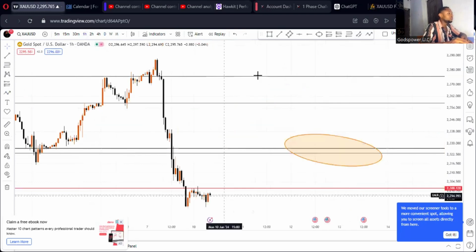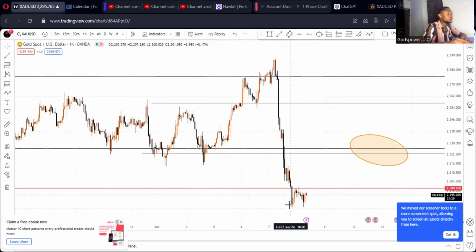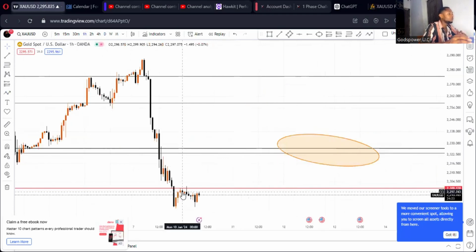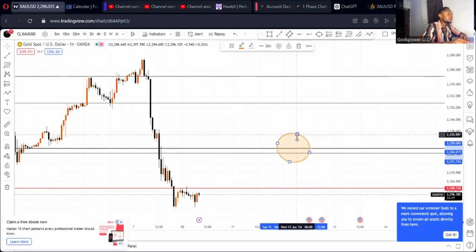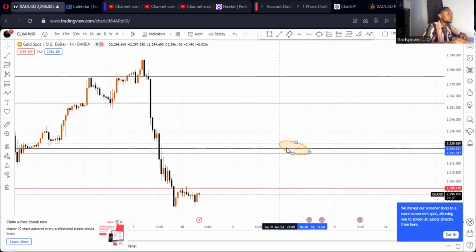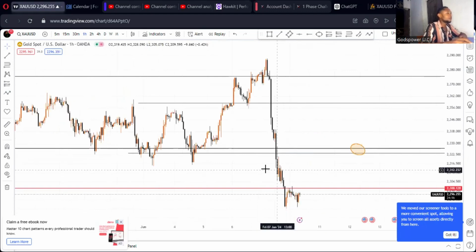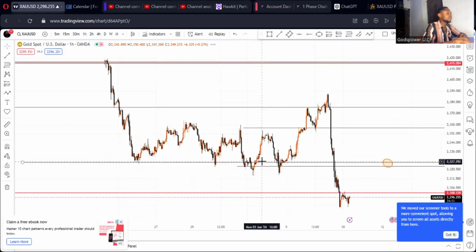I'm still bullish for today. I'm expecting the market to break, retest, and then push. But if the market should break this zone to the downside and retest, it will also push down. But I'm more bullish than bearish for today. So guys, that's it for gold this morning.